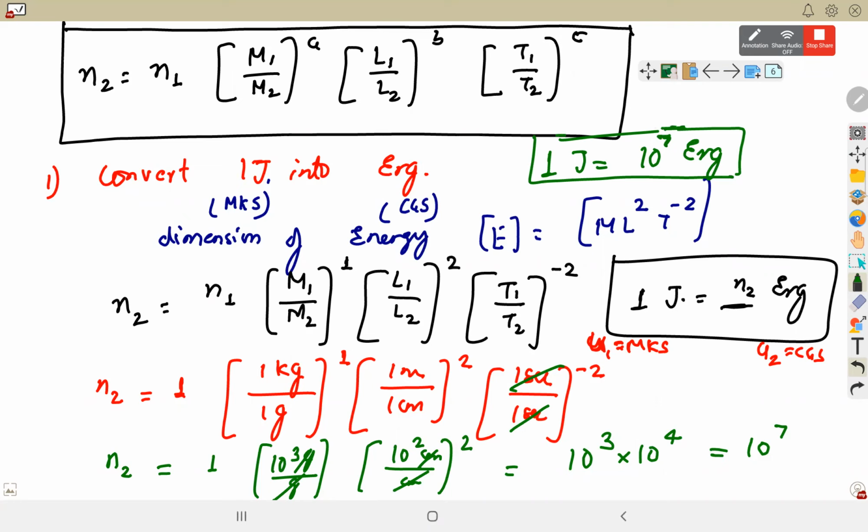Right? Sir, erg का मतलब energy। Erg energy की unit है। Yes. Erg is the energy unit in CGS system.